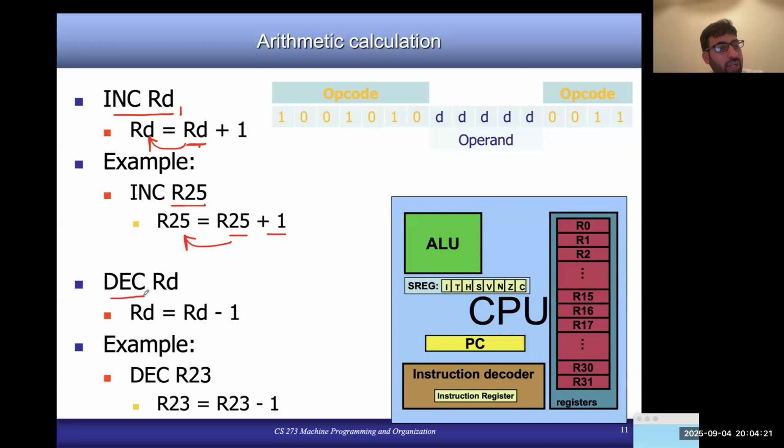Like increment, we also have a decrement instruction, which does the opposite, reducing the value of a register by one. For example, if you say decrement R23, the current value will be decremented by one, and the result will be placed back in R23.